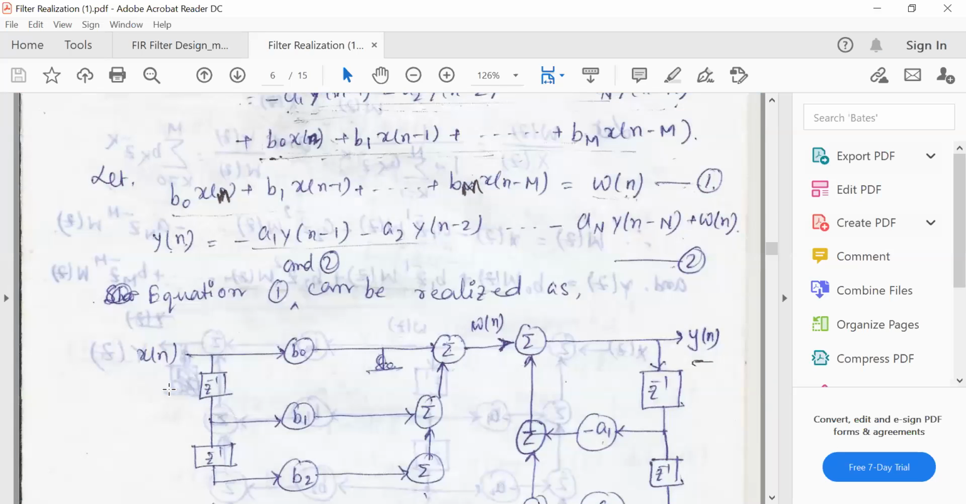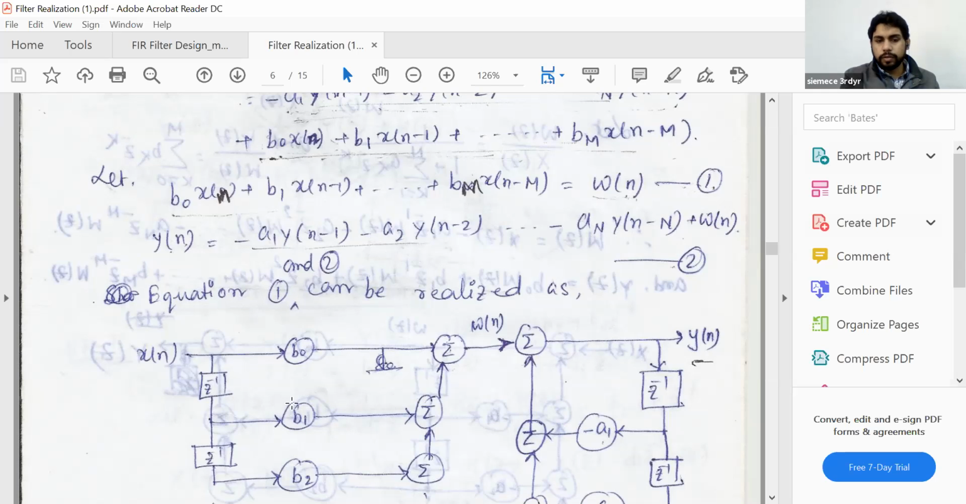So if the input is x of n, it will be passed through this z to the power minus 1, and the value here is x of n minus 1. After passing through z to the power minus 1, x of n is delayed by one sample. Then it is multiplied by, so x of n minus 1 is multiplied by which coefficient value? Pranay, can you tell what is the coefficient that is multiplied? B1. Okay.